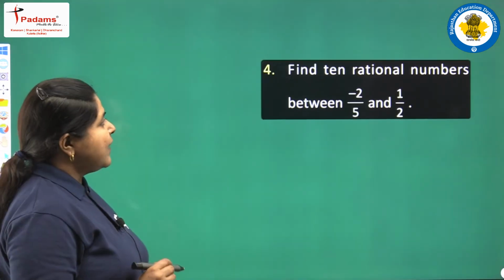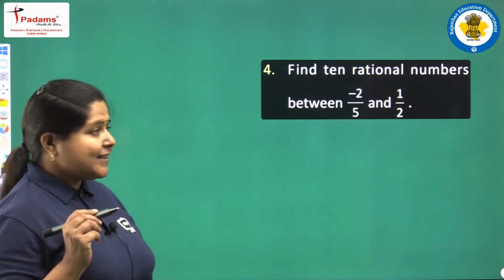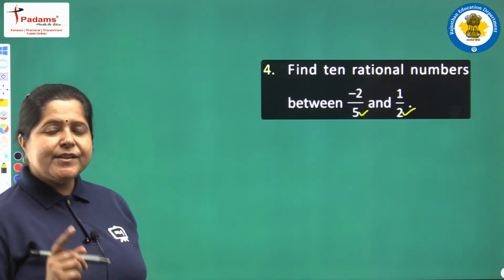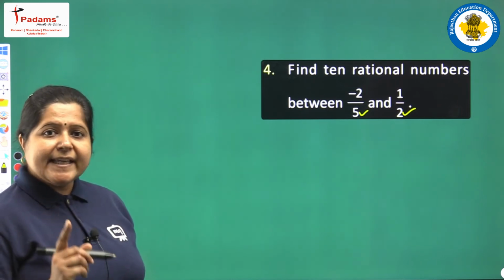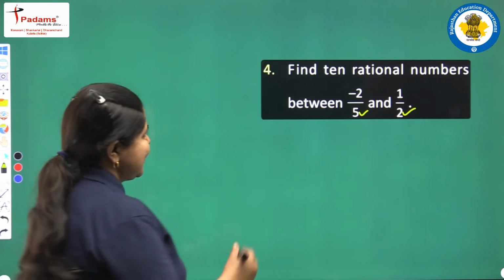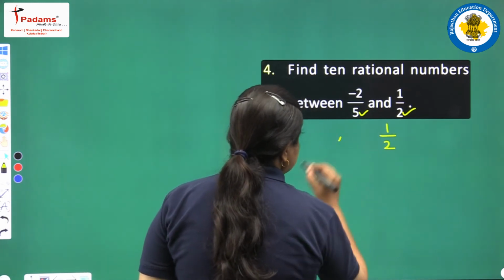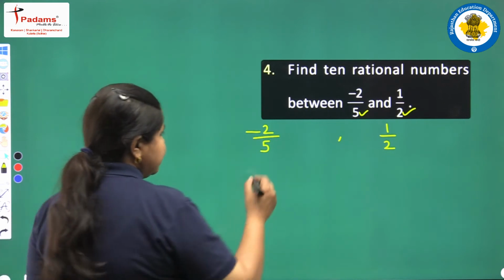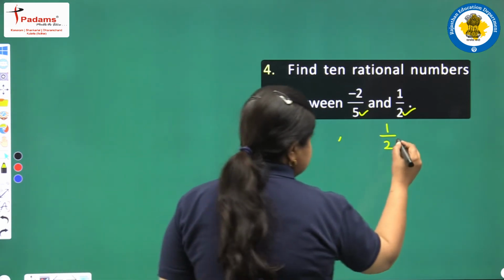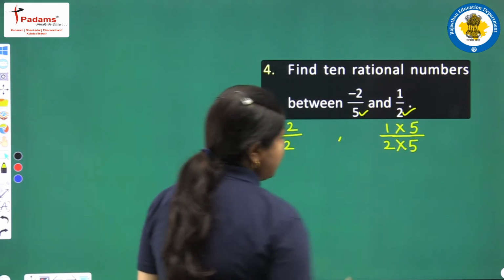Next we have to find 10 rational numbers between minus 2 by 5 and 1 by 2. Here the denominators are different, 5 and 2. So, the first step will be to make the denominators the same by taking their LCM, and the LCM of 5 and 2 will obviously be 10. Let us write the numbers once again, minus 2 by 5 and 1 by 2. Now, to make the denominator 10, we will multiply it by 2 and then the numerator also by 2. Here we will multiply by 5 to get 10 in the denominator and the numerator also by 5.